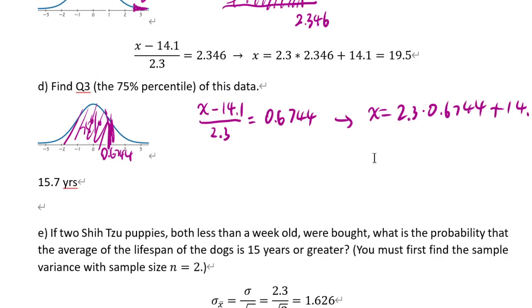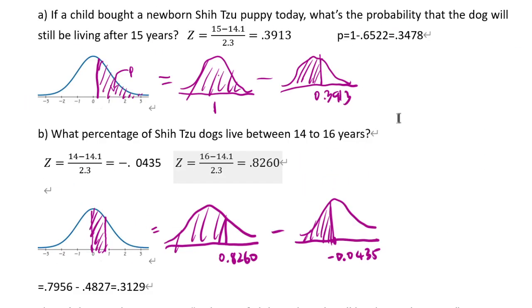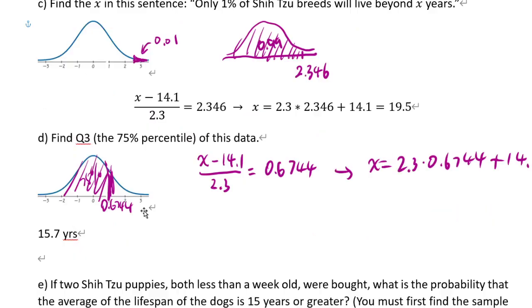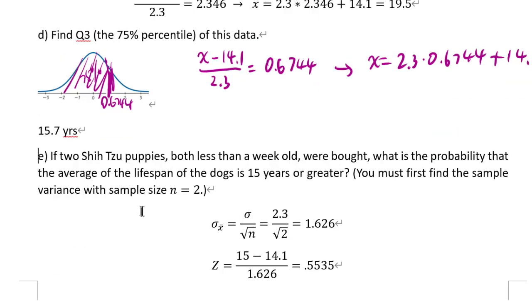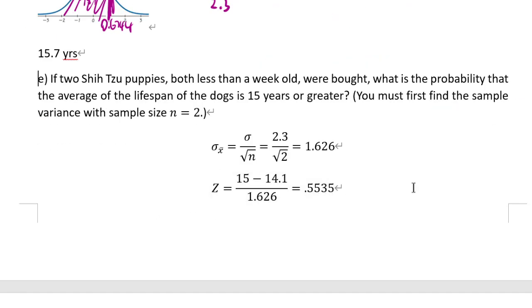And because you're trying to find something bigger than 15 years, we're looking for 0.5535, and you're shading this part. So again, you have to subtract 1 minus the cumulative distribution function from negative infinity to 0.5535.